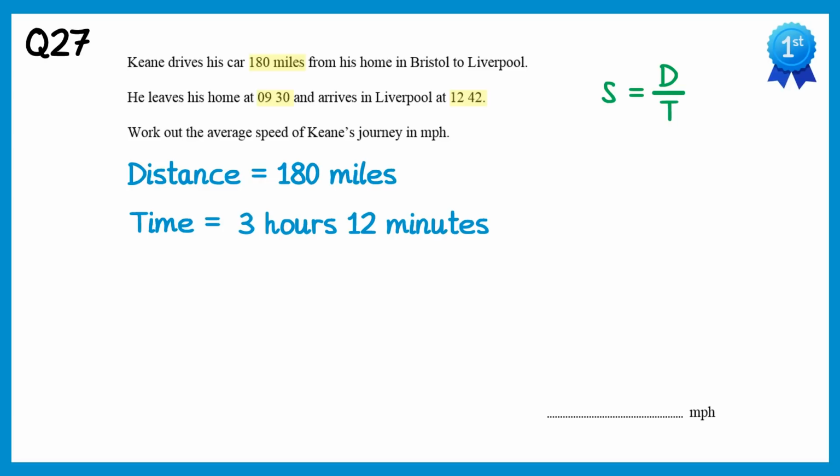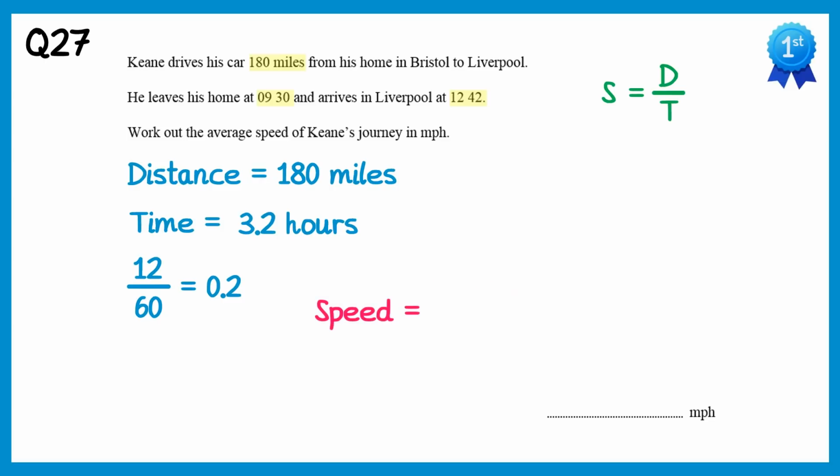But we can't use 3 hours and 12 minutes in our calculation. The answer needs to be in miles per hour, so we need to write this time in hours. There are 60 minutes in 1 hour, so 12 minutes represents 12 out of 60 minutes. If you type this into your calculator, you'll get 0.2. So 12 minutes represent 0.2 of 1 hour, so we can rewrite this as 3.2 hours. We can now do the calculation, so it's distance divided by time. The distance is 180, divide by the time 3.2, and this will give you a speed of 56.25 miles per hour.